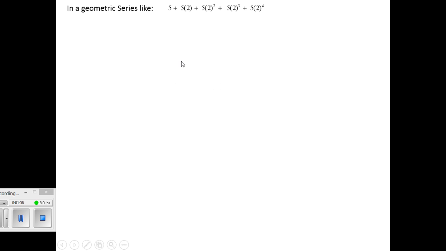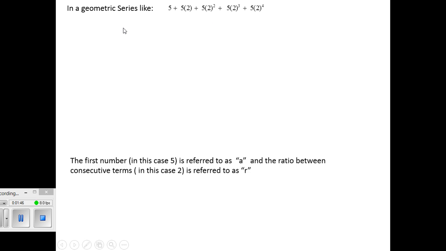So again, this series, as we see here, 5 plus 5 times 2 plus 5 times 2 squared, is what we call geometric. And it being geometric, every term is some multiple of the preceding term. In this case, it is twice the preceding term. So the first term is where we build it from. That's called our a term. And the constant ratio, or the constant multiple between successive terms, in this case being 2, is referenced as r.